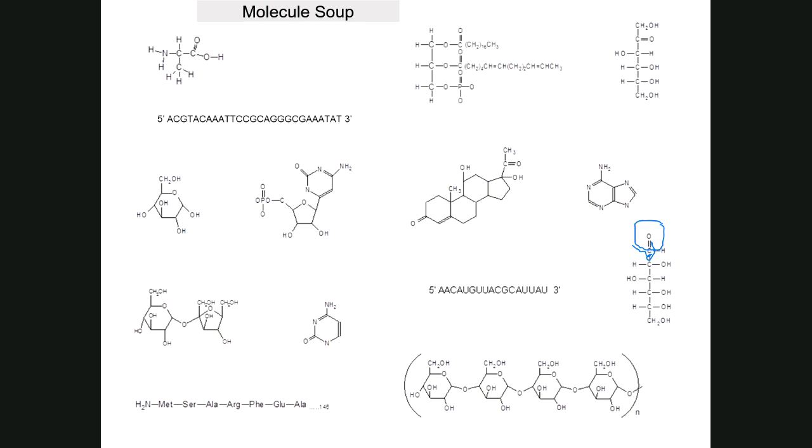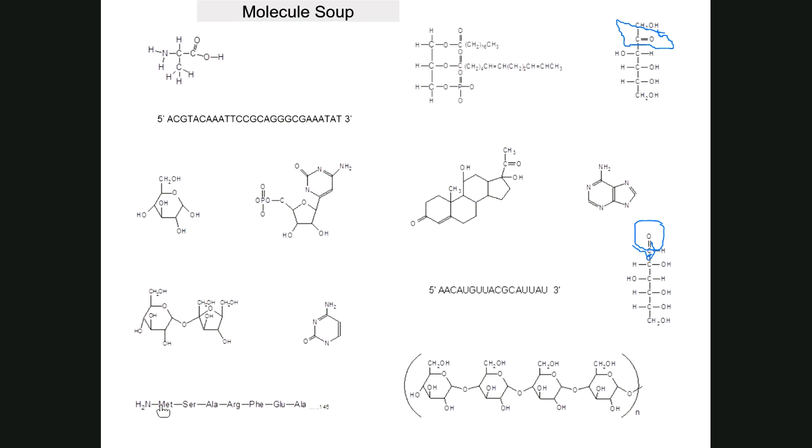Aldose, double bond CO. C double bond O. That's my carbonyl group. And this is an aldehyde form. So therefore, it's an aldose. This is a ketose. This is my ketose. It's sequestered between two carbons, one over here and one over here. That's a ketose. This one is at the end. So this is an aldose. Okay? Let's move on. What is that?